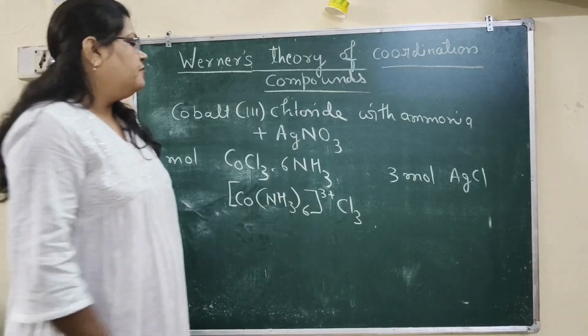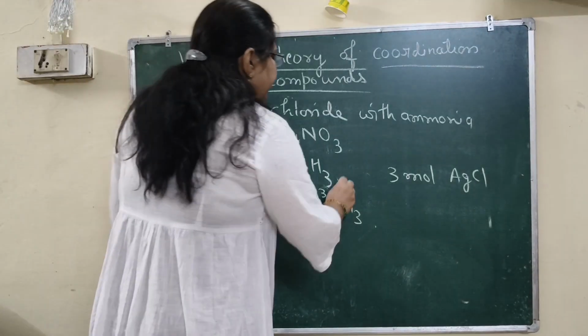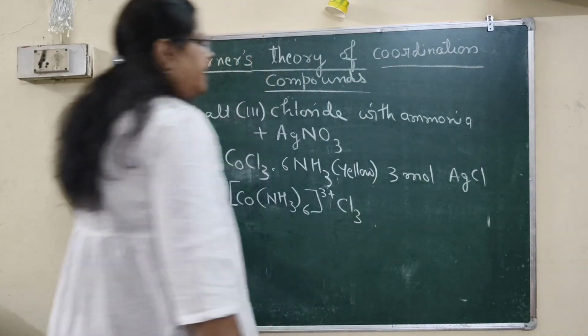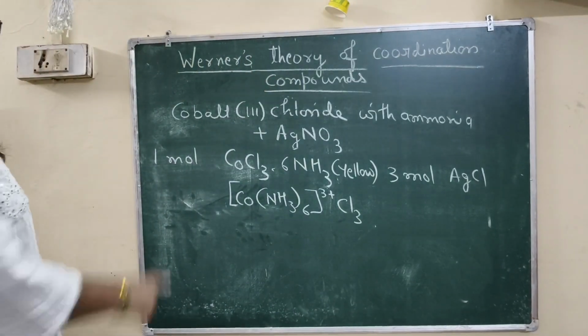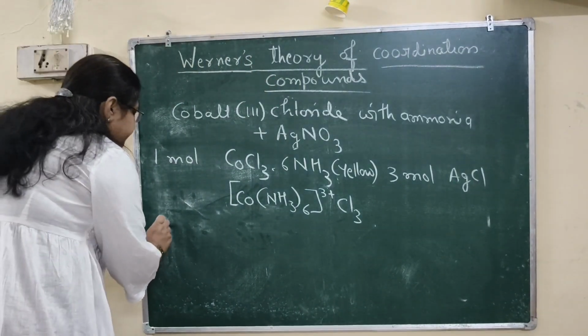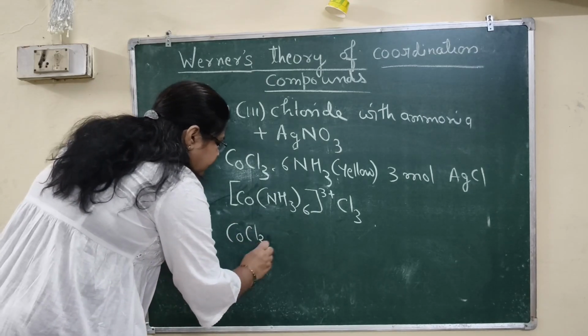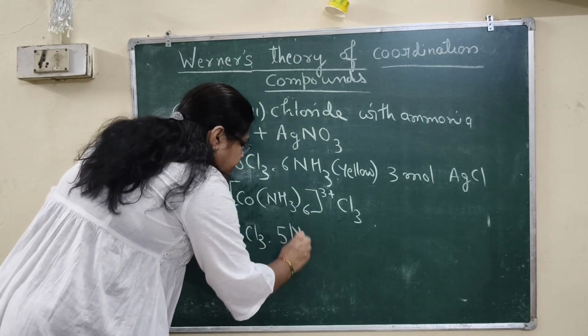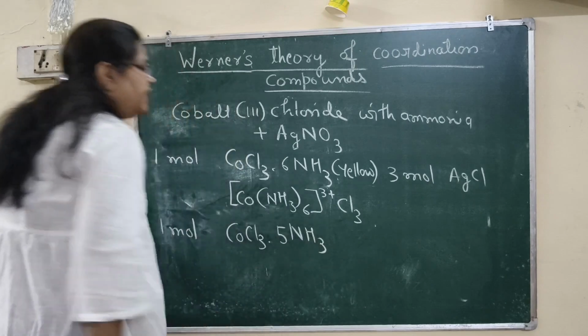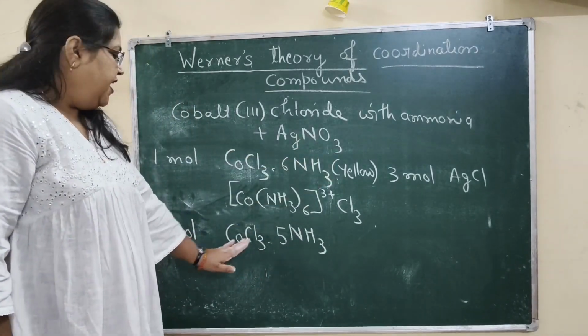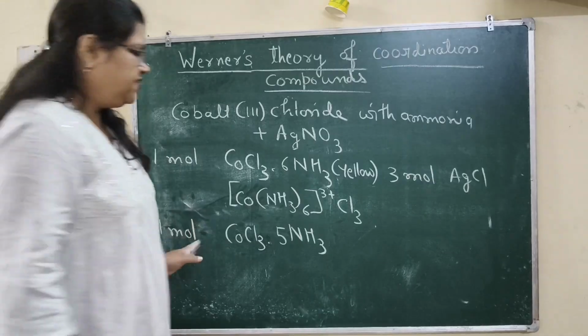Let us take some more compounds. Its color is yellow. You can write the color also. Let us take some more examples. When 1 mole of CoCl3 compound, when excess of AgNO3 is added to this compound, it will give 2 moles of AgCl.